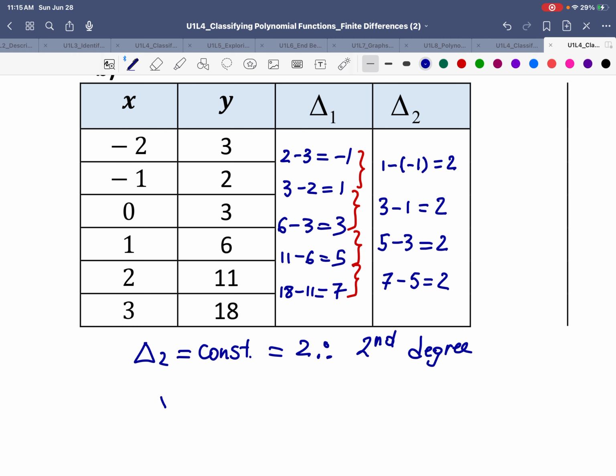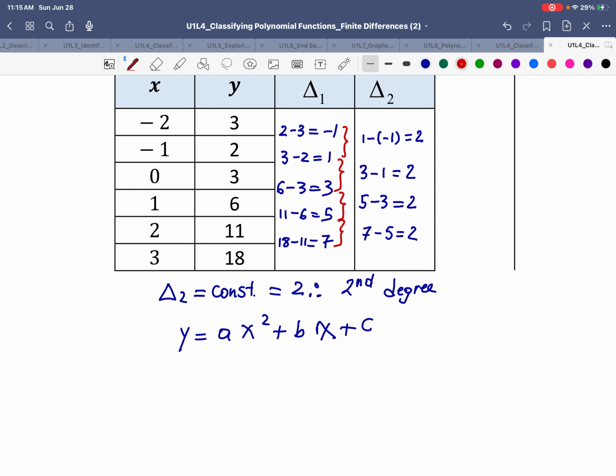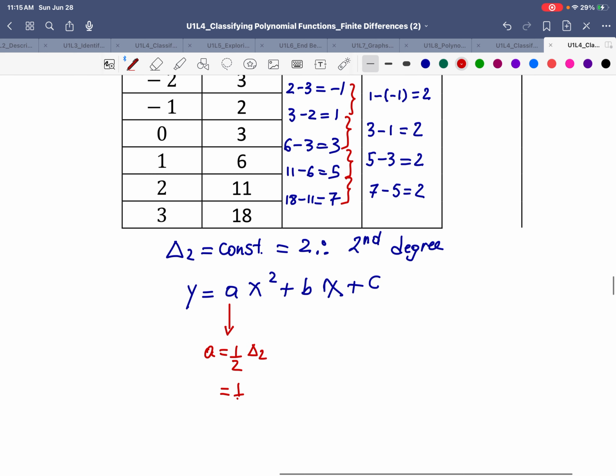The equation that we're looking for would be in the form ax squared plus bx plus c. Now we're going to think what coefficients we can get in here. Remember that we said that the coefficient a is going to be 1/2 of delta 2, which will make it 1/2 of number 2. So coefficient a here is 1. Coefficient c is the y value at x equals 0. So let's look at x equals 0 here. We have the y value equal to 3. That makes c equal to 3.